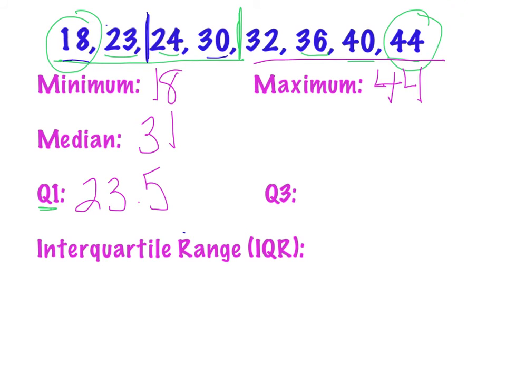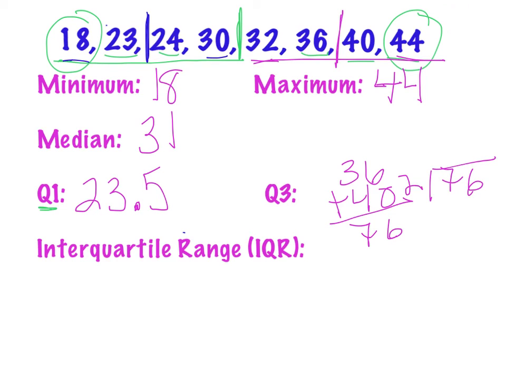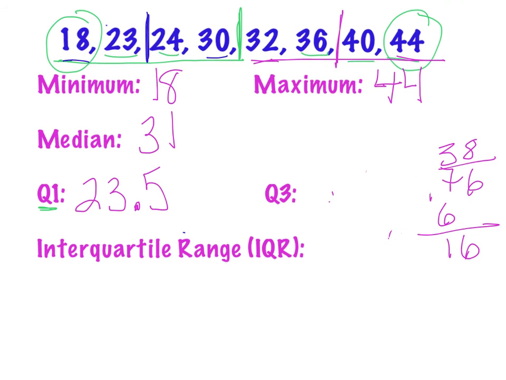median, back and forth again. You have 2 in the middle, 36 and 40. Let's say I wasn't 100% sure what my median would be there, so I would do 36 plus 40, which gives me 76, and then 76 divided by 2. We'll go in there 3 times, 6, 1 left over. 2 goes into 16, 8 times. So 38 would be my median for the upper half.